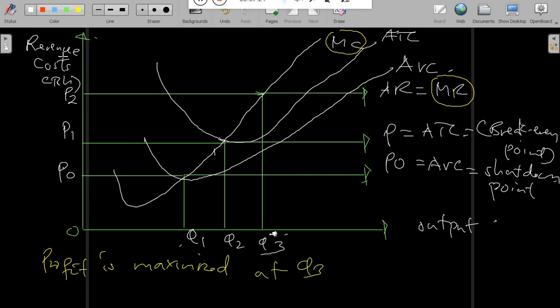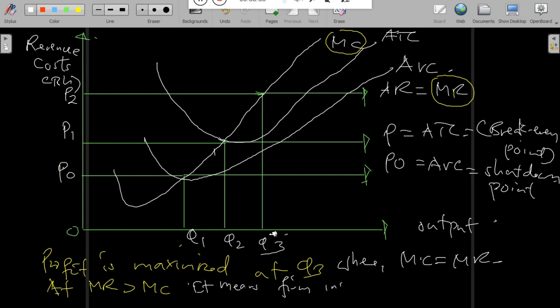So remember that the profit maximizing behavior is where marginal cost cuts across the marginal revenue. Normally the profit is maximized at Q3, where the marginal cost cuts across the marginal revenue. But at output below Q star, this means that at Q2 and Q1, marginal revenue normally is greater than marginal cost.